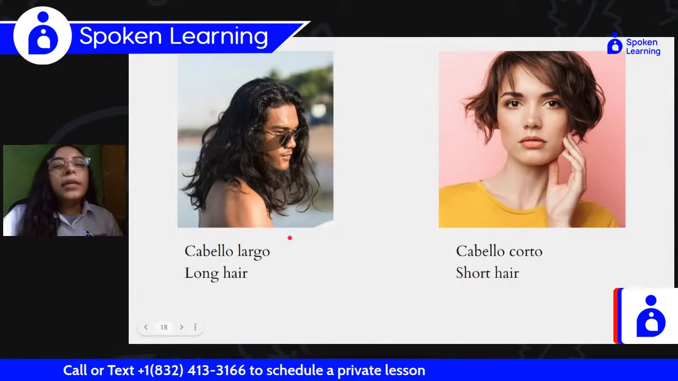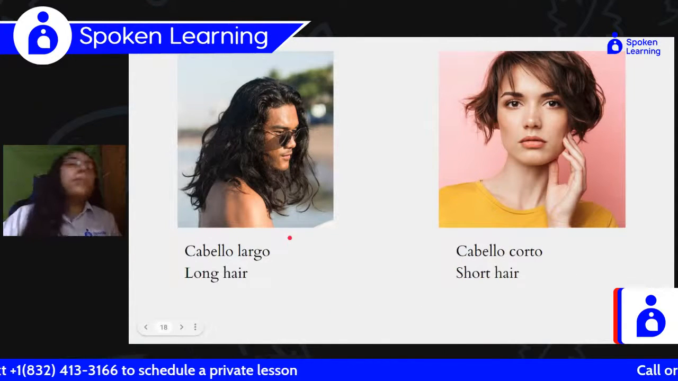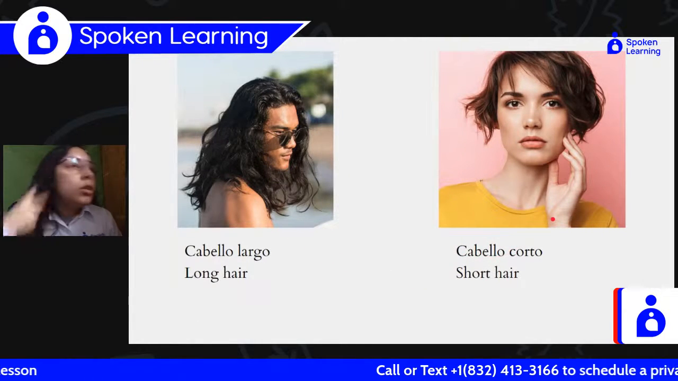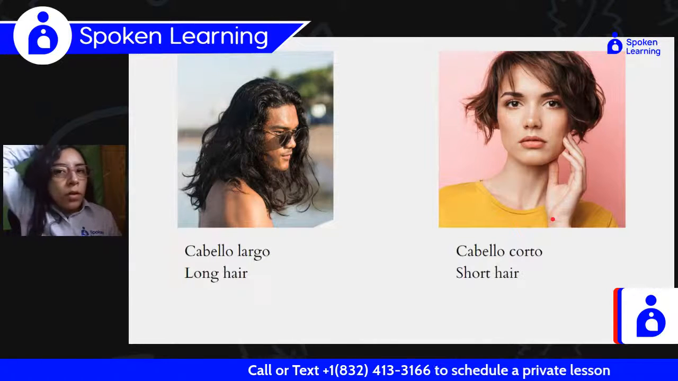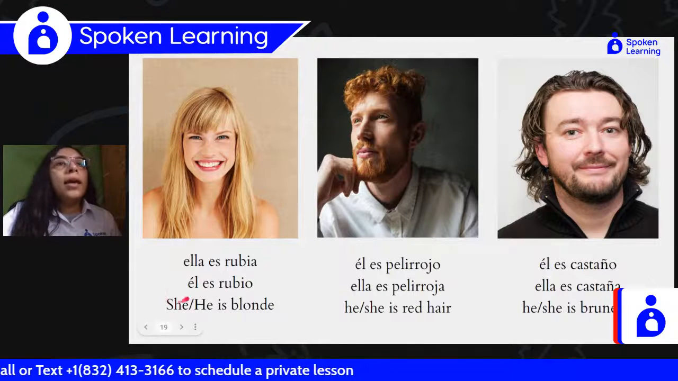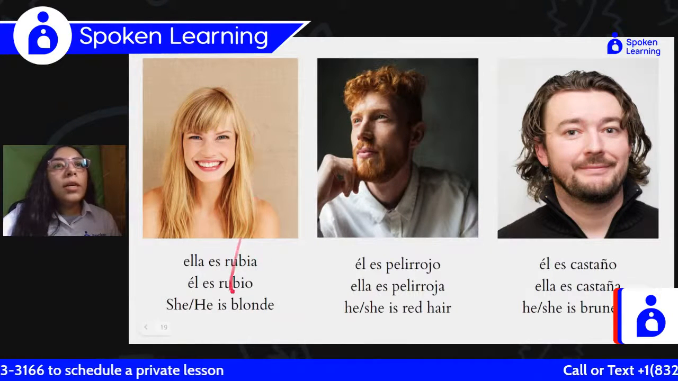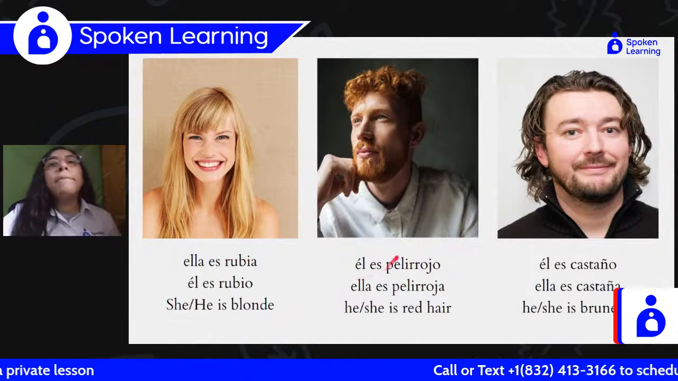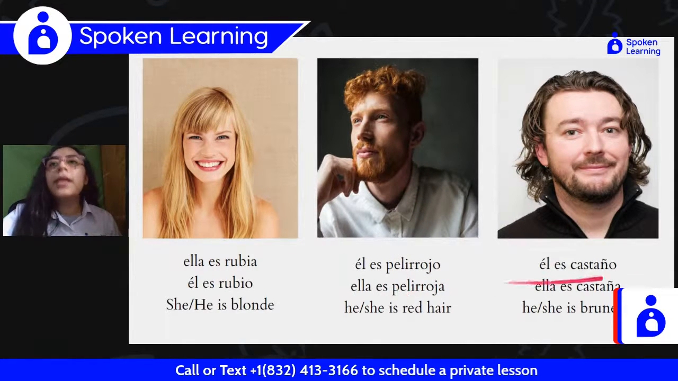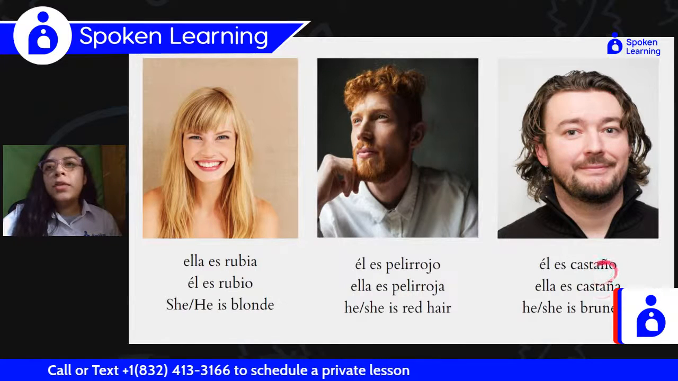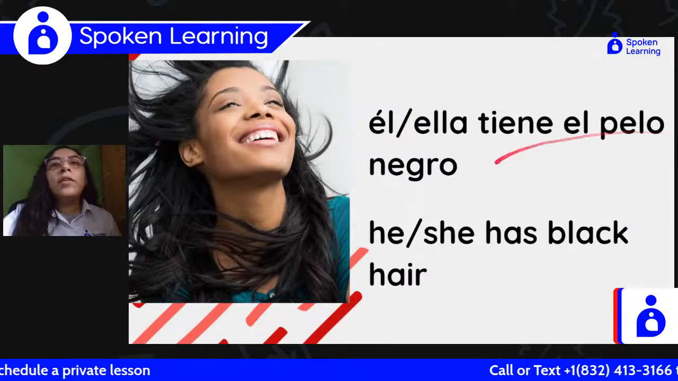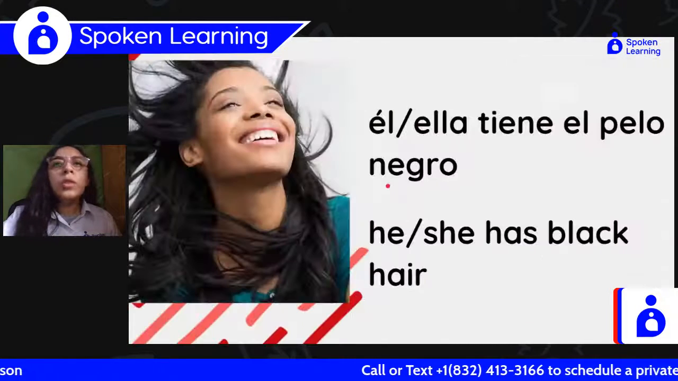If you have long hair, cabello largo, remember that adjective, largo. And short hair, cabello corto, corto. The color of the hair, okay. Rubia, blonde, rubia o rubio. Pelirrojo for red hair o pelirroja. Brunette, castaño o castaña. Black hair, pelo negro, or you can also use the word moreno.